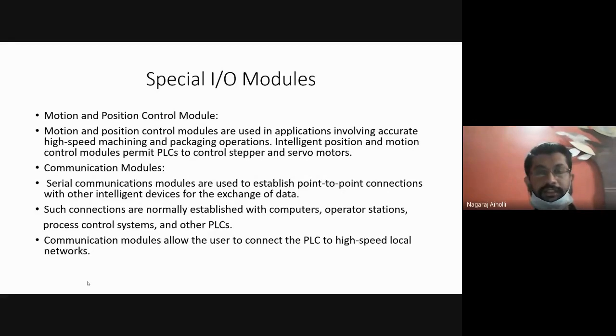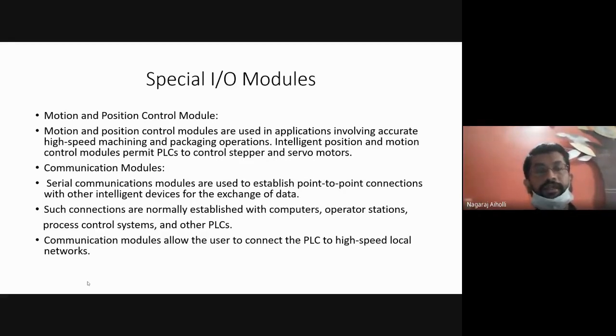There are certain motors called servo motors, which are based on a feedback mechanism. Based on the feedback mechanism, it tries to control the position or the angle, or the velocity or the acceleration. All those parameters can be controlled using servo motors. These position and motion control modules are used in high speed machining and packaging operations.